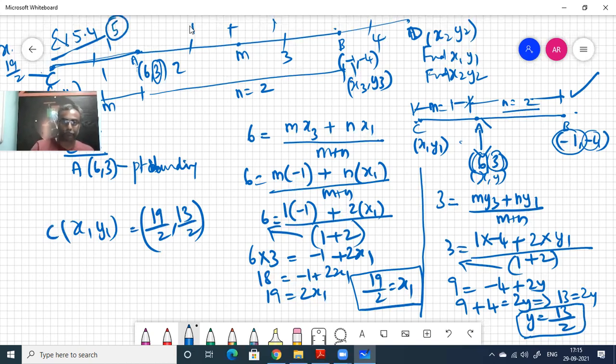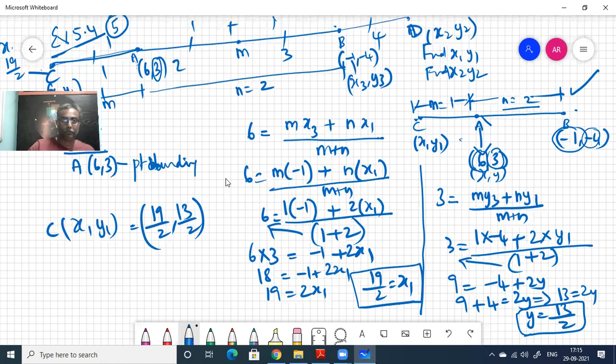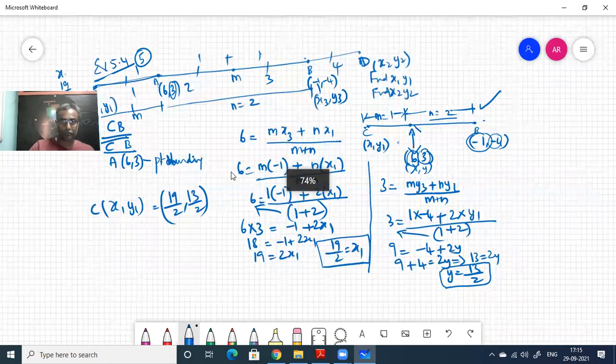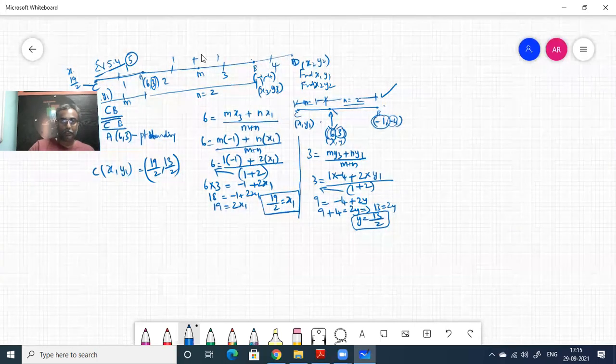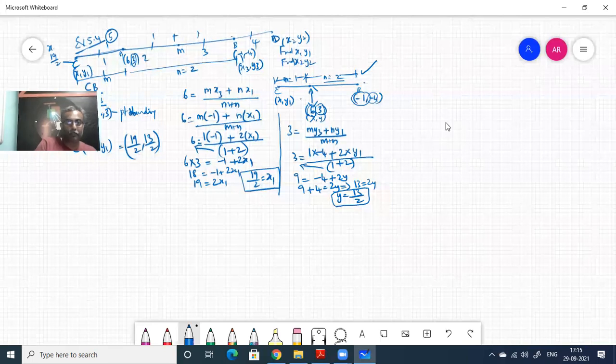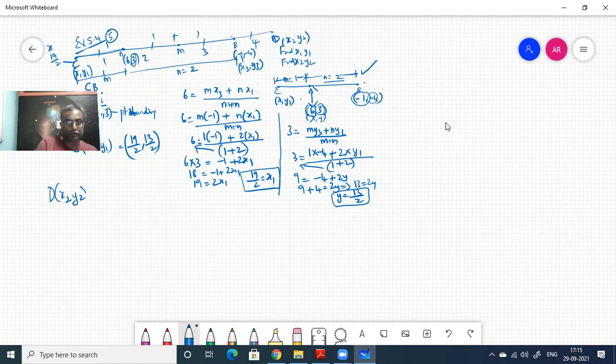Fifth sum. Okay. Now let us shrink this up, and take it on top. Now the other side you have to find x2, y2. D x2, y2 you have to find. Okay. In order to find that, what you have to do?